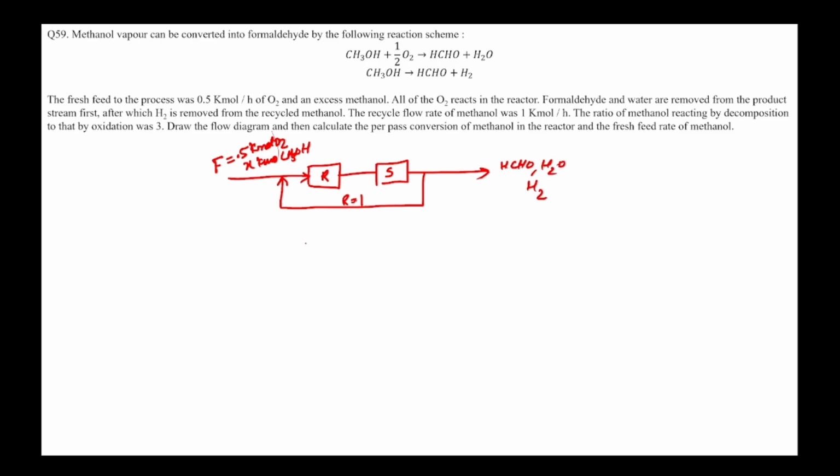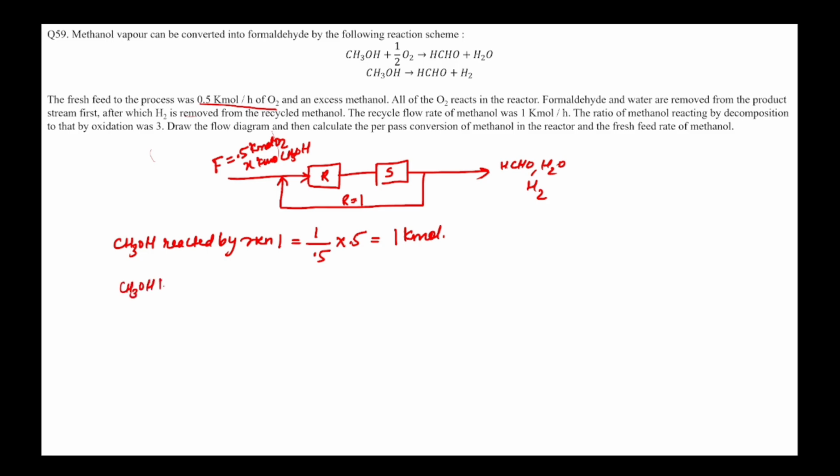Now, very first, see, the fresh feed to the process is 0.5 kilomole per hour of O2. So CH3OH reacted by reaction 1 is equal to 1 by 0.5 into 0.5, which is equal to 1 kilomole.